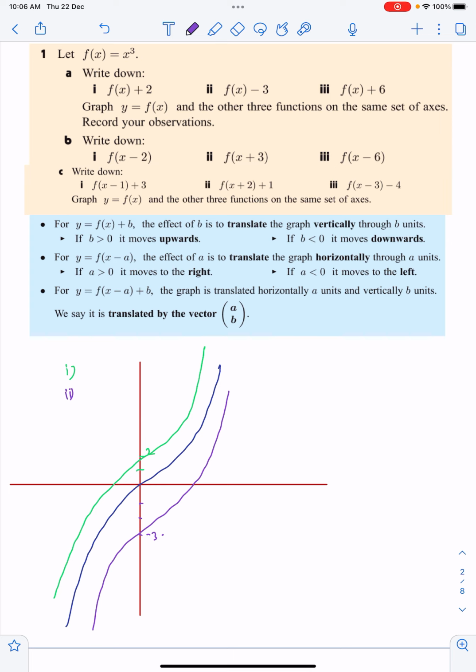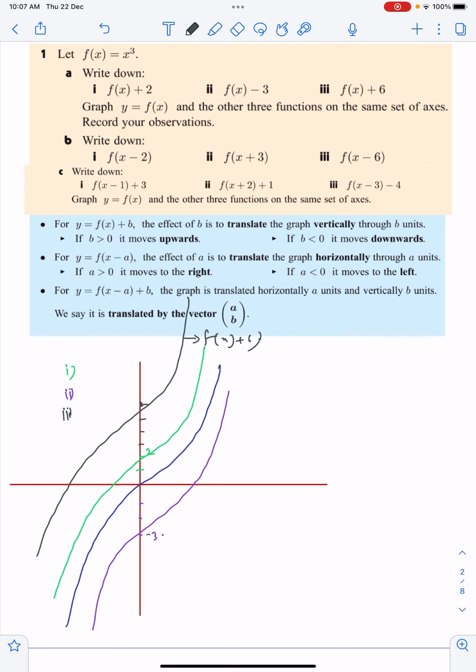And then in the next part, it's f of x plus 6. That means the original graph, which is passing through the origin, has to go 6 units upwards. So the third one is going to be 6 units upwards, 3, 4, 5, 6. It is going to pass through this point. So this is the graph of f of x plus 6. I hope you understand. Vertically, what we are doing is translation. That means we are vertically shifting the graph 2 units up, 3 units down, and 6 units up.